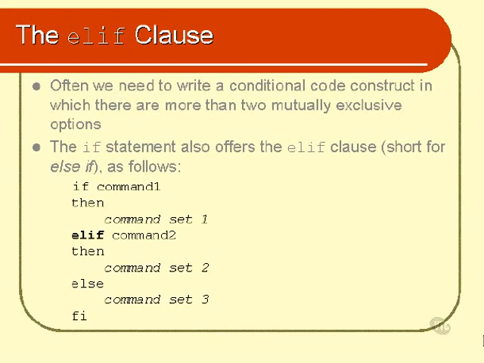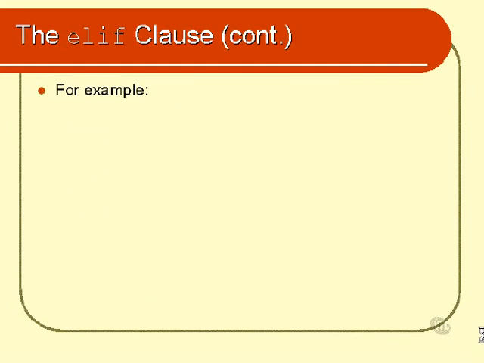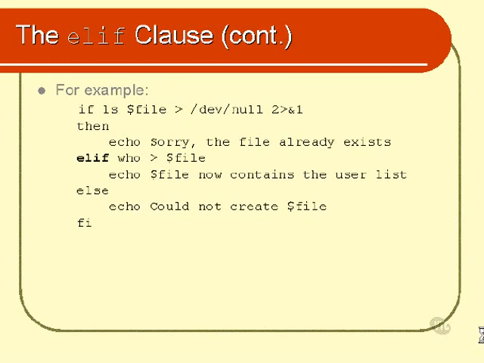Notice that there is the word then immediately after the elif statement, just like there's the word then under the if statement. So that gives us 3 possible conditional code blocks. Here's an example of that. Now, in this particular block of code, I want to create a file that contains a list of all the users that are currently logged into the system, but I don't want to do that if the file already exists. So the very first thing I do is I check whether the file already exists, and if it does, then I put out an error message saying, sorry, the file exists.